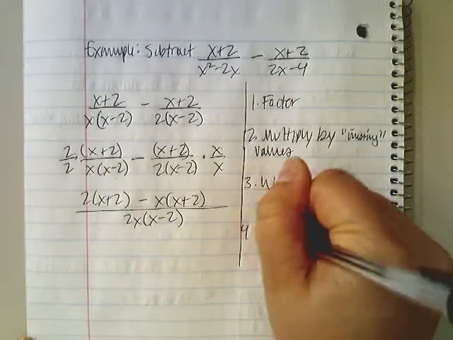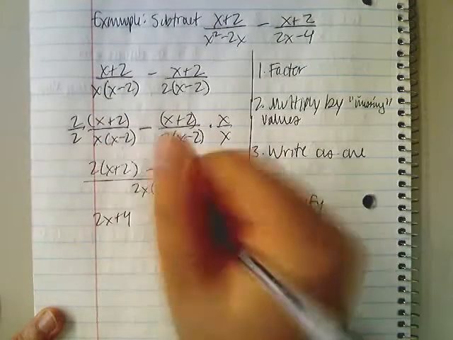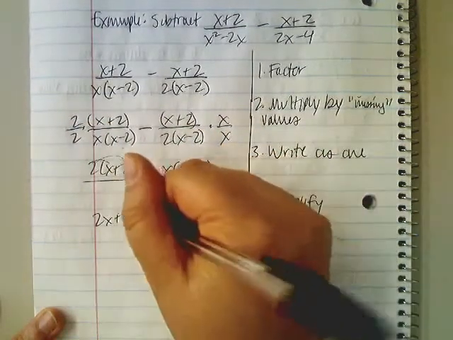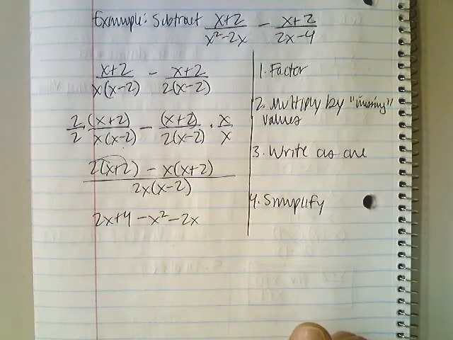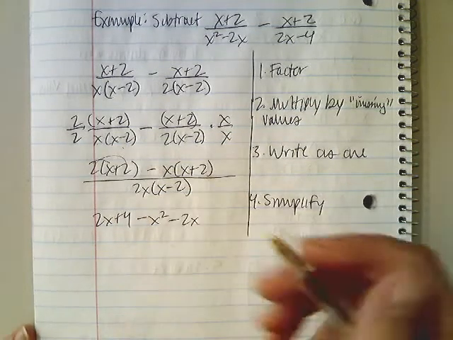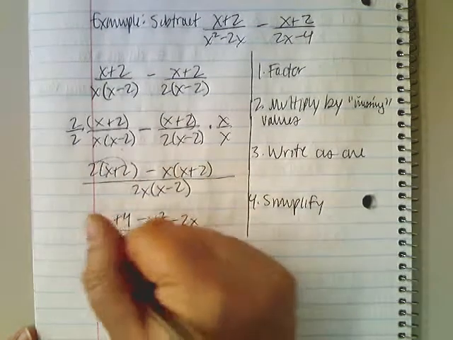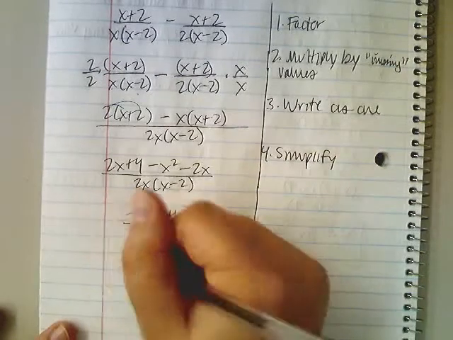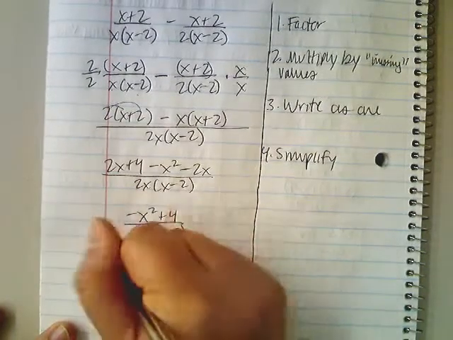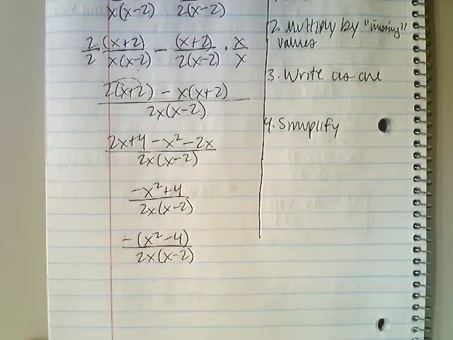I'm now going to simplify, and I'm again not going to write all the little steps of this process because we practiced this last time, but this becomes 2x plus 4, because I distribute that 2, minus x squared minus 2x. And then I'm going to combine, the 2x's are going to cancel, and this is still over 2x, x minus 2. When I simplify things, I end up with negative x squared plus 4 over 2x times x minus 2. I never want to lead with a negative x value, so I'm going to factor out the negative. So I'm left with x squared minus 4 over 2x times x minus 2. So again, you never want to have a leading negative x value, so you're going to factor that out.